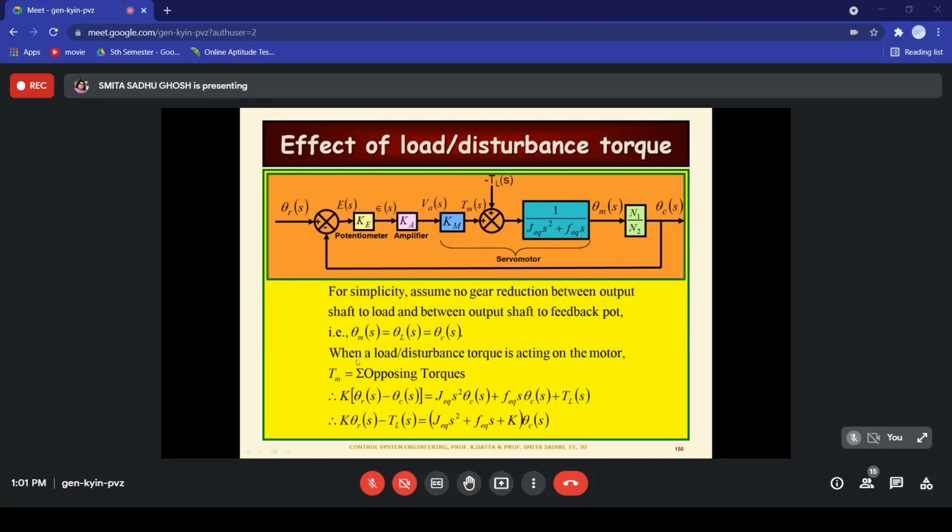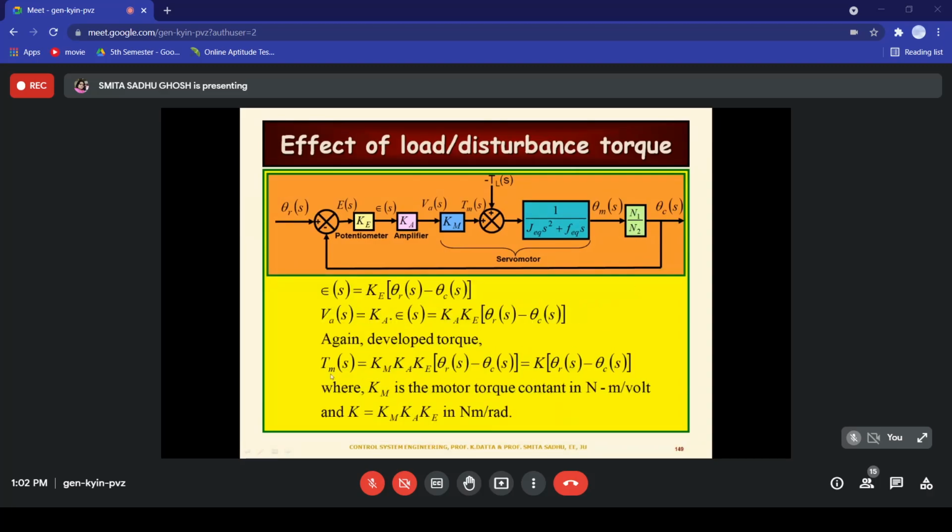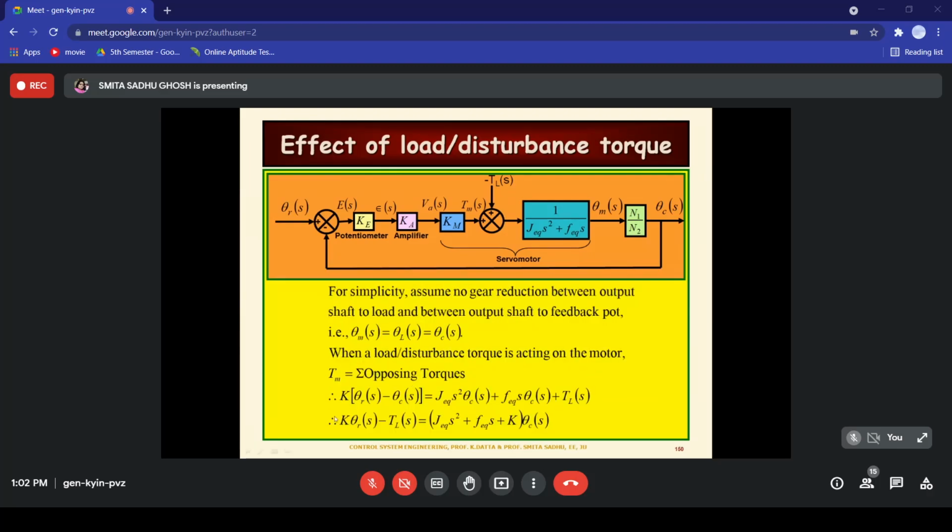So now, when the load or disturbance torque is acting on the motor, the torque produced by the motor will have to balance all the opposing torques, and that would be equal to the sum of the opposing torques. So now, Tm, we already said on the previous slide, if you recollect, Tm is equal to K into theta R minus theta C. That has been applied over here on the left hand side.